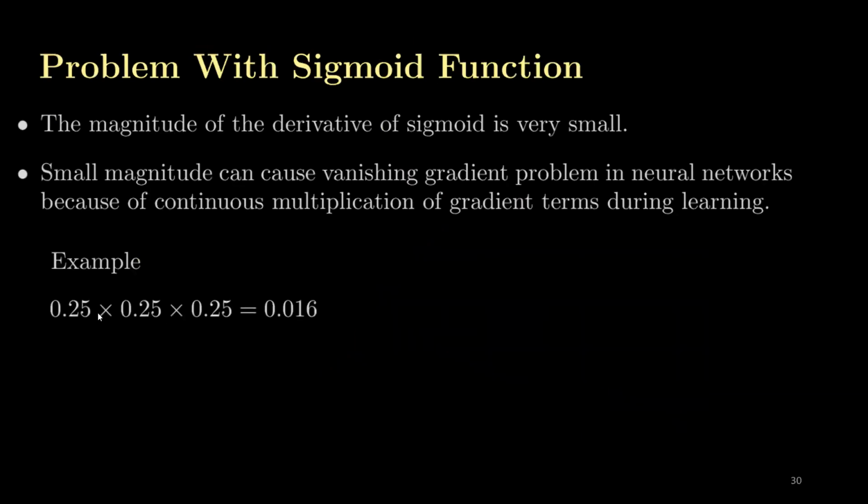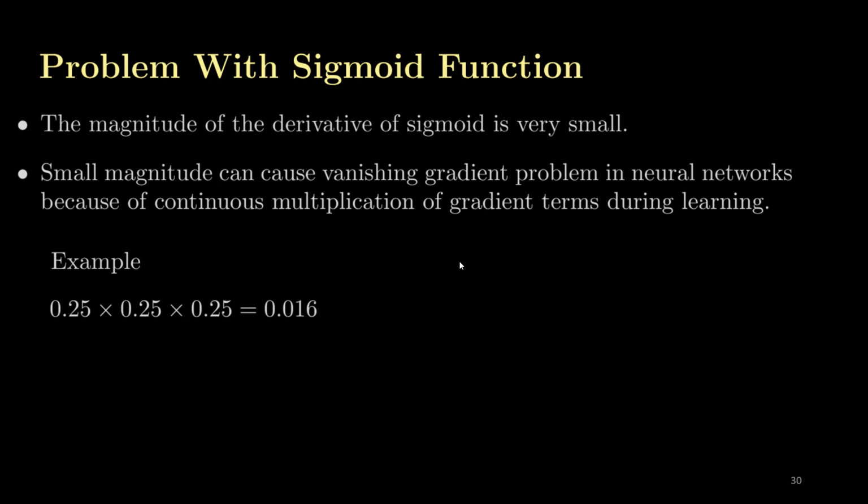If we need to multiply 0.25 more than one time, our value becomes close to 0. Here is the example. Here 0.25 is multiplied 3 times, so its value is close to 0, that is 0.016. If we keep on multiplying 0.25 with itself, we will get a 0 value. If we get a 0 value during back propagation or during the learning of a neural network, our neural network will not learn, and that problem is called the vanishing gradient problem.